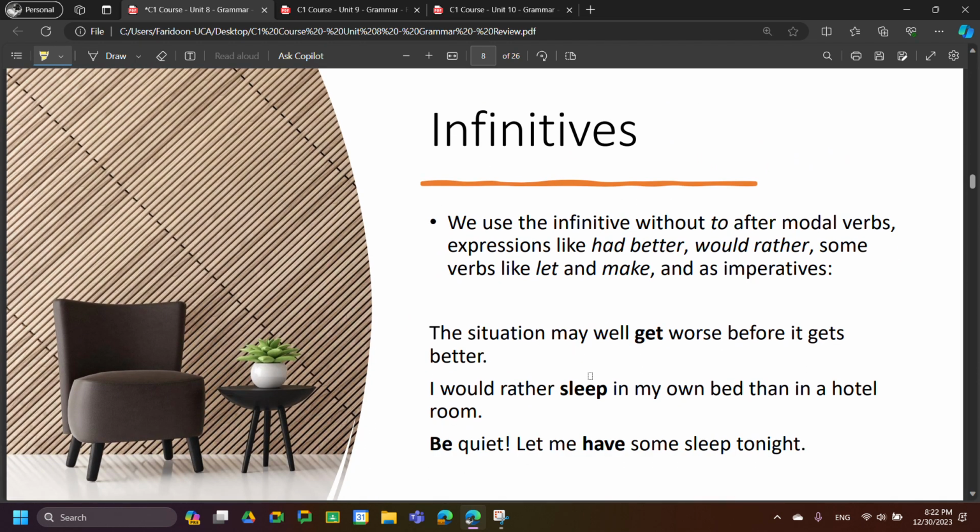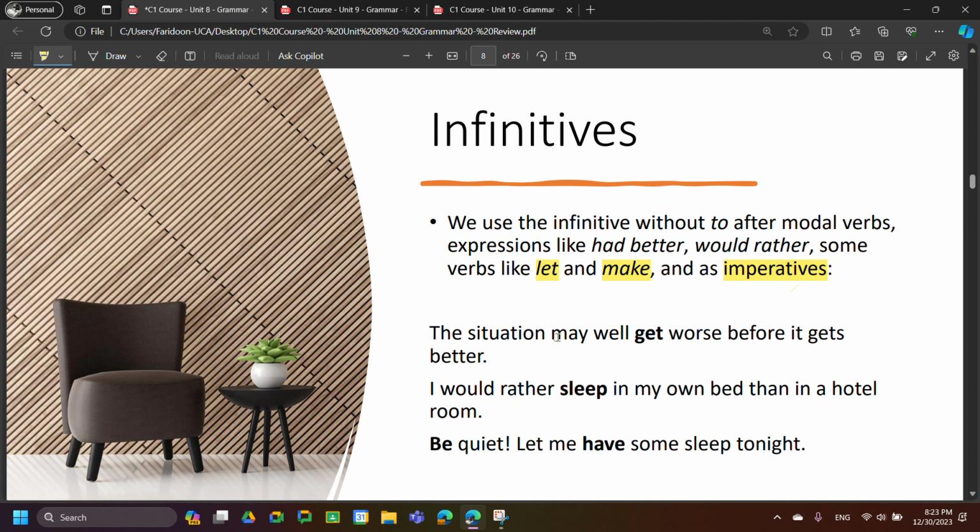Okay, so enough with the gerunds. What about infinitives? Now we use the infinitive without to, also called bare infinitive, after modal verbs. We can also use the bare infinitive after expressions like had better, would rather, and also we can use them after some verbs like let or even make. Okay. And we can also use the infinitive without to, or the bare infinitive, as imperatives in sentences, right?